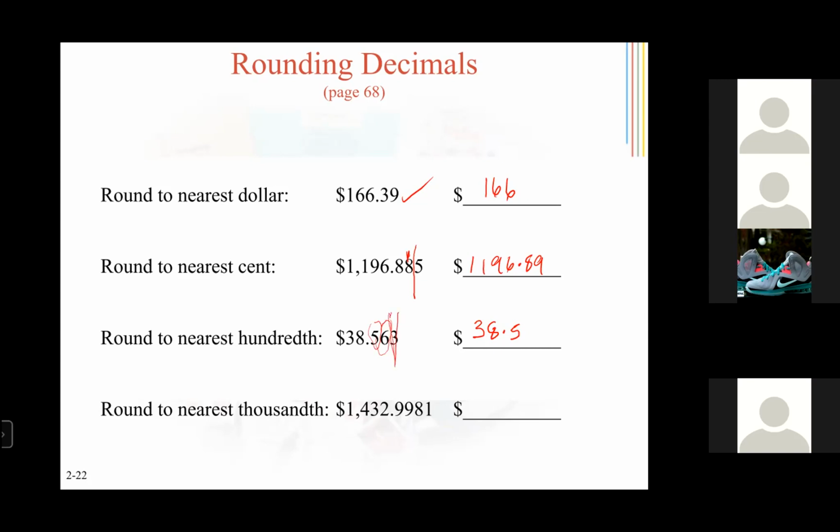So what comes after the 6? What comes after the 6? I don't see a 0 there. I want you to look and tell me what comes after the 6. You have a 3. Right. So because the 3 is less than 5, you're not going to round up the 6. You're going to leave it as 38.56.